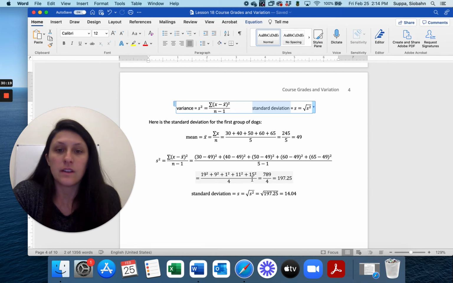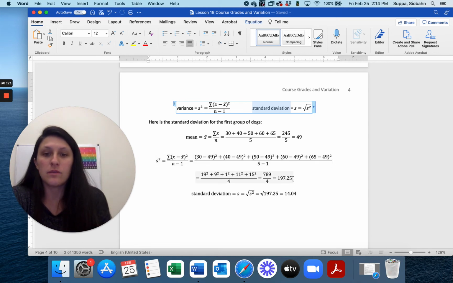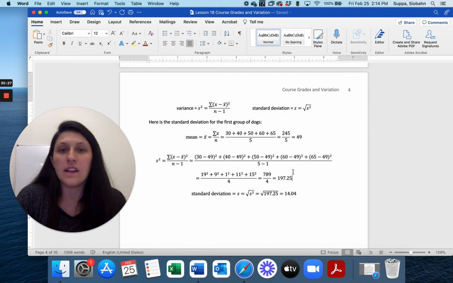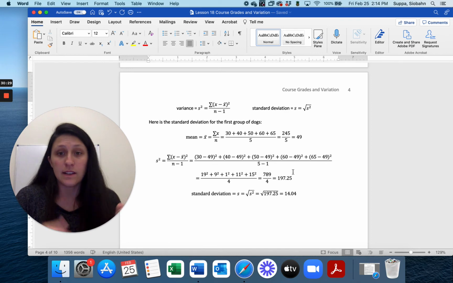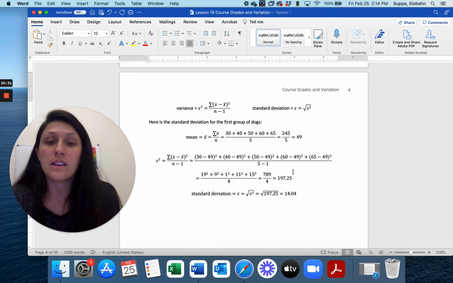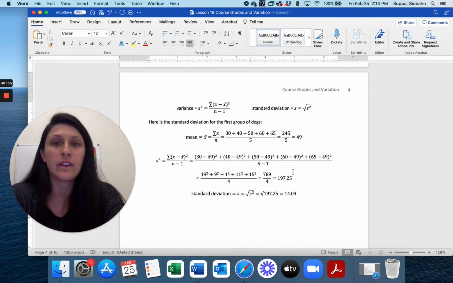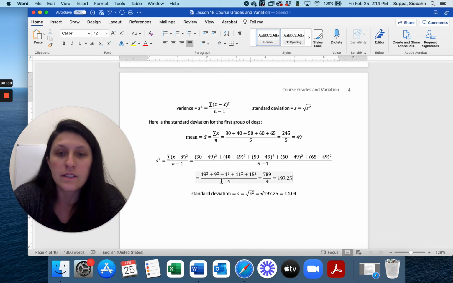So this whole calculation we did here, it has a name in statistics. It's called the variance. You don't need to know that unless you're going to take a statistics class, or maybe you're already in one. So then you'll need to know it for that class. But for my class, you just need to know how to find the standard deviation. So once you get the variance, you just square root that answer.